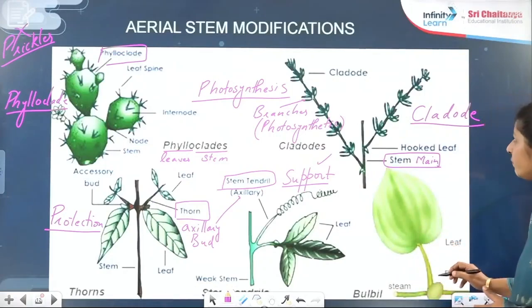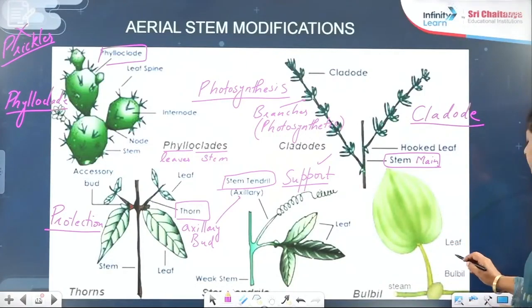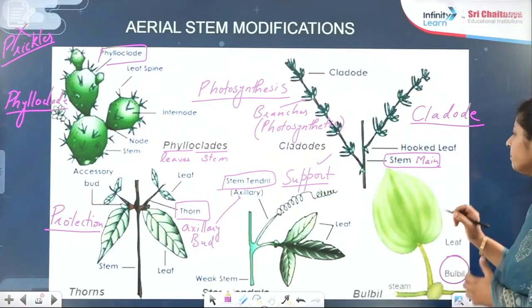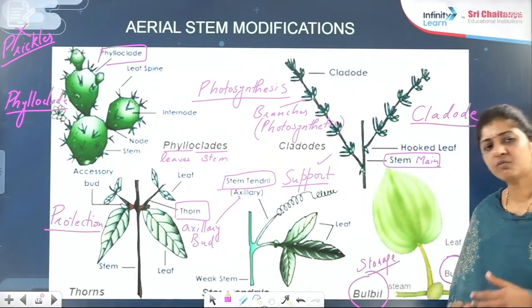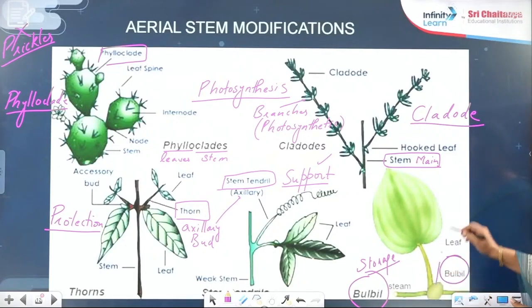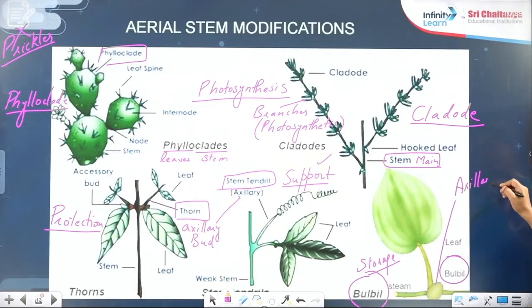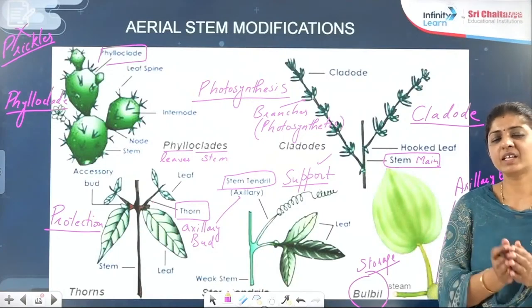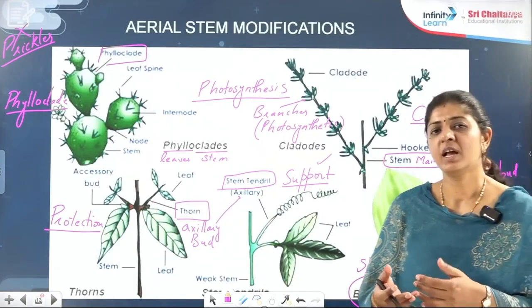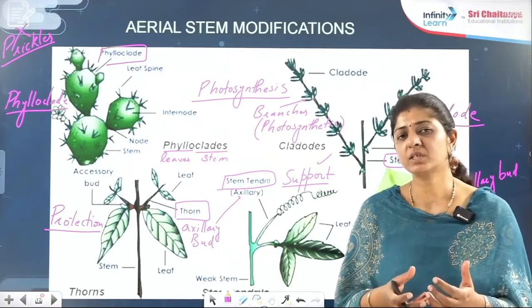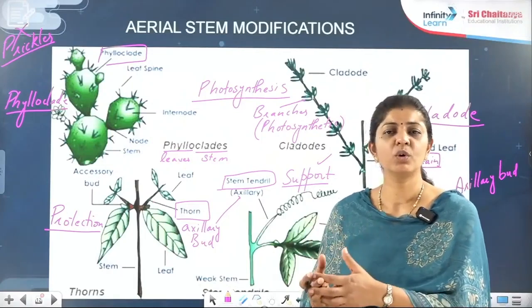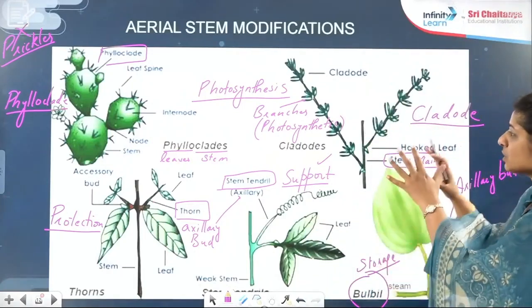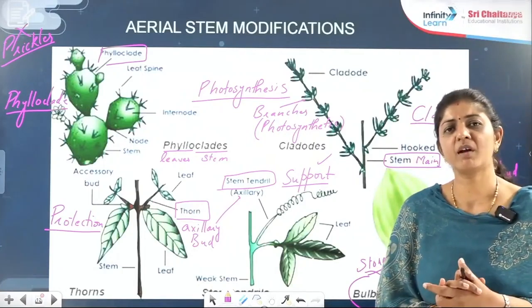Now coming to the last modification of aerial stem modification, that will be bulbil. What is bulbil? Bulbil helps in storage, right? And this is again an axillary bud modification, wherever it falls down, it gives rise to a new plant, right? That's why it helps in vegetative propagation and makes the plant persist even in adverse conditions, being storage of food, which is feeding even the new plant when it is about to grow from this bulbil, right? So these are all the aerial stem modifications we have discussed.